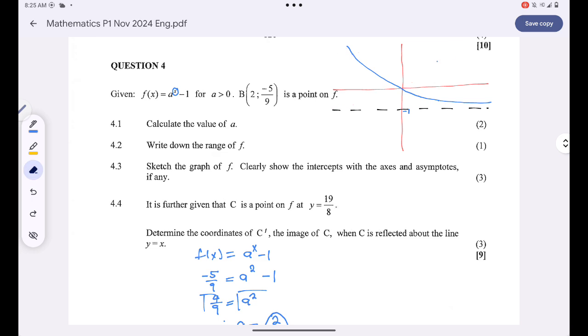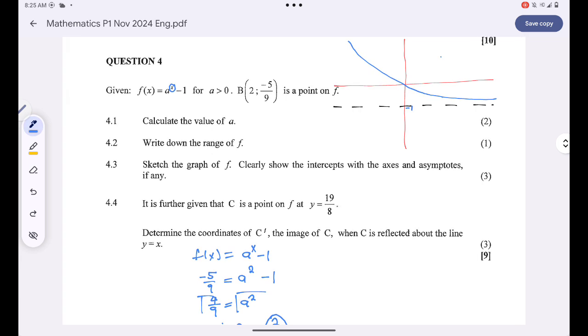So our graph will simply look like this, and yes, the coordinate of b will be somewhere here. I know that x is equal to 2, and the corresponding y value is equal to -5/9. These are the coordinates of b over there. Okay, so a is equal to 2/3.